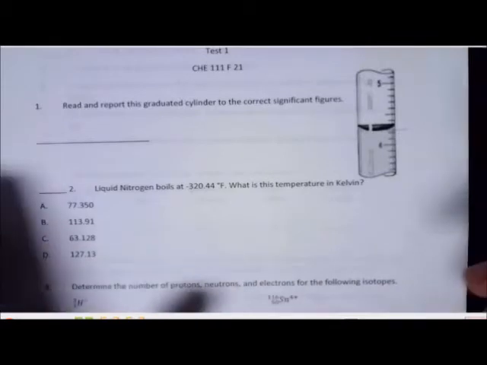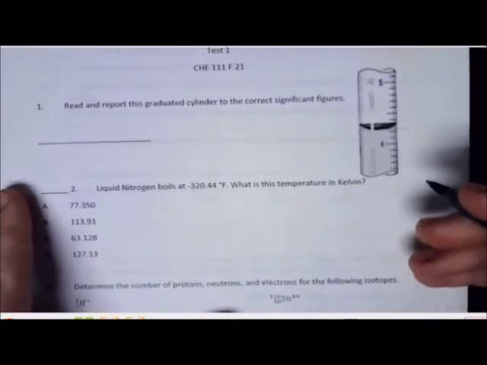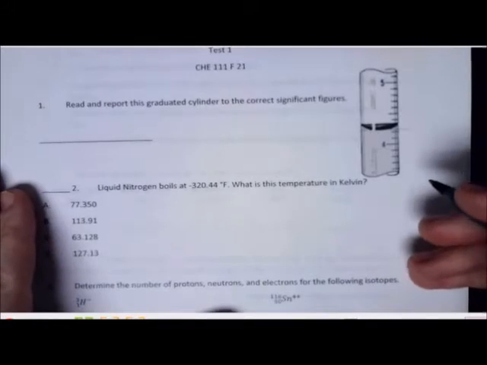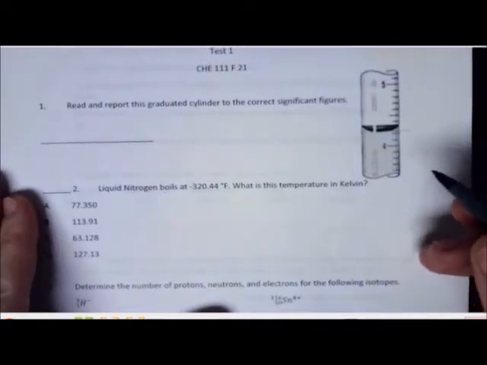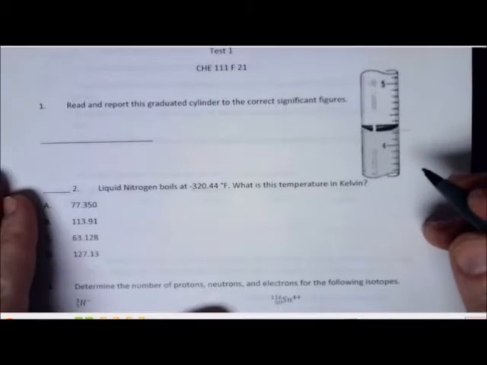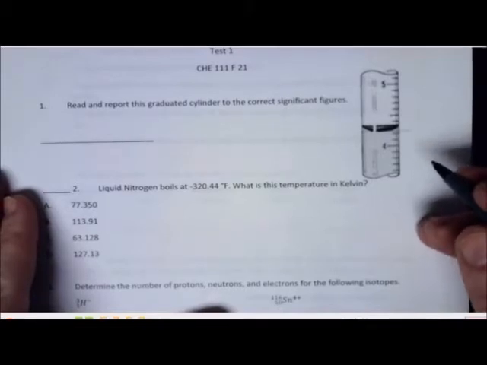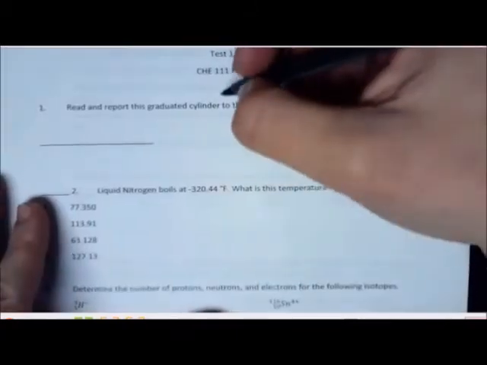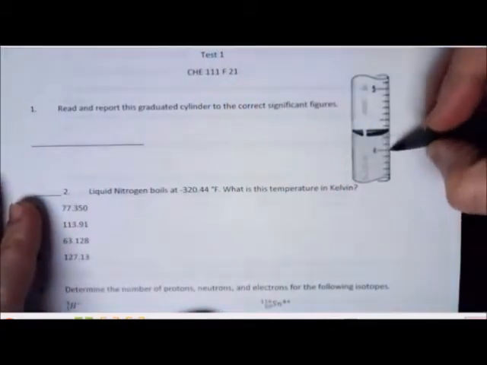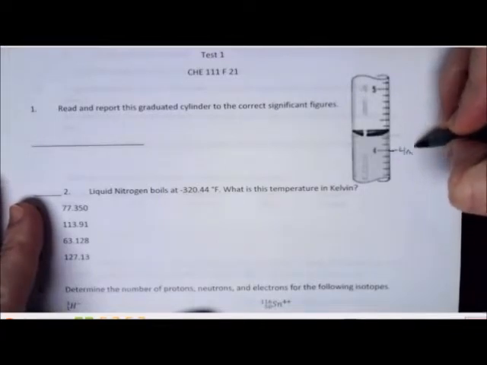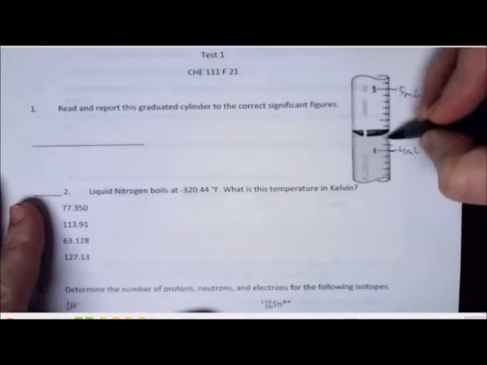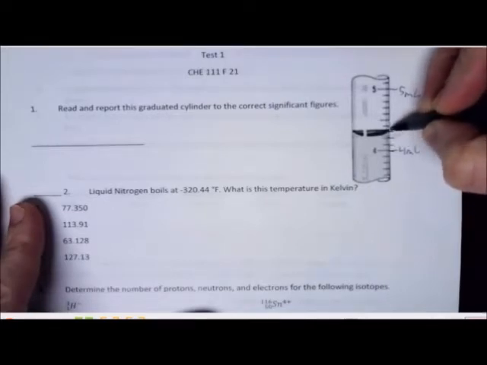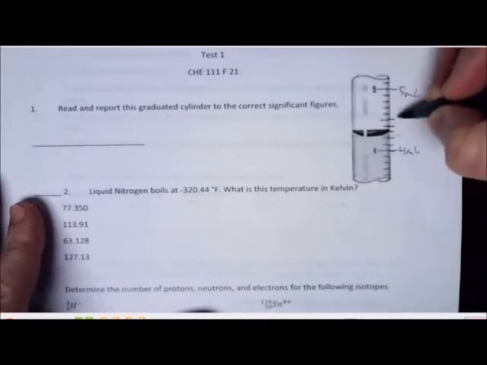What you see here is: read and report a graduated cylinder to the correct significant figures. This is both how to read a graduated cylinder and how to report something that you can measure with a graduated cylinder. The idea is to measure to the nearest line and then take it one step past, to what's called the estimation place. So on this graph, you can see here's 4 mL. Here's 5 mL. 4.1, 4.2, kind of hard to see, but 4.3, 4.4, 4.5.